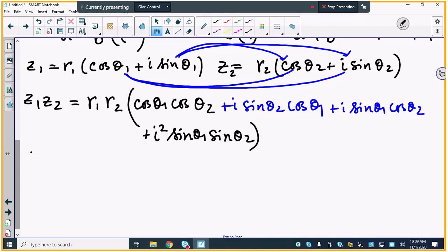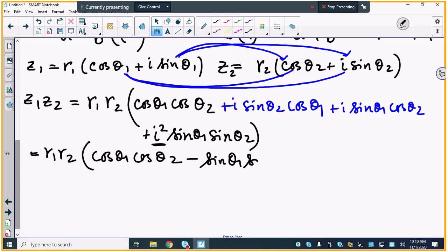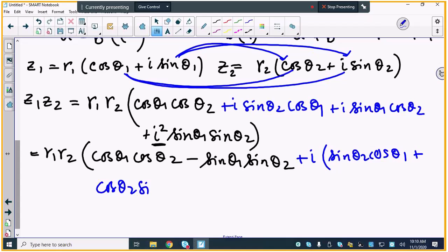And then we're going to look at these a little closer. First and foremost, recall you have cosine theta 1 cosine theta 2, and i squared is negative 1. So if I change this i squared to negative 1, I get minus sine theta 1 sine theta 2. The other two terms in blue both have i in common, so I will factor that out. And I will get sine theta 2 cosine theta 1 plus, you can write it as, cosine theta 2 sine theta 1.